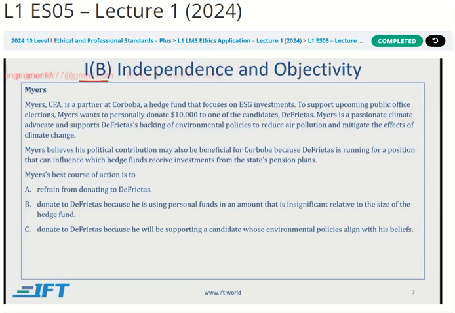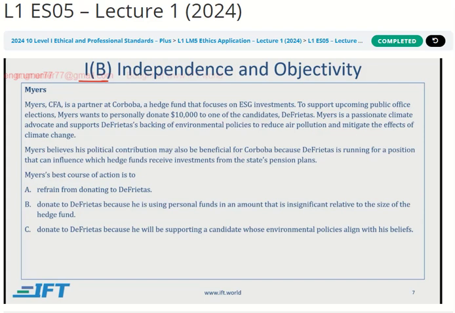Moving now to Standard 1B, independence and objectivity. Myers is a partner at Corboba, a hedge fund that focuses on ESG investments. To support upcoming public office elections, Myers wants to personally donate $10,000 to one of the candidates, De Freitas. Myers is a passionate climate advocate and supports De Freitas' backing of environmental policies to reduce air pollution and mitigate the effects of climate change.